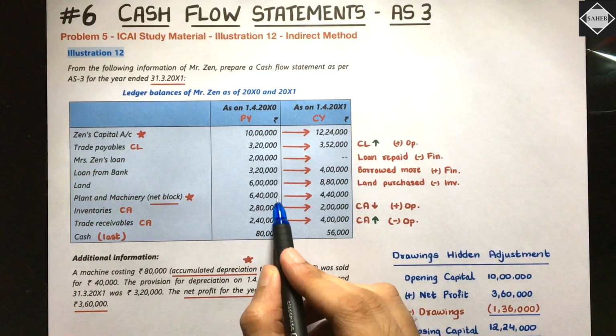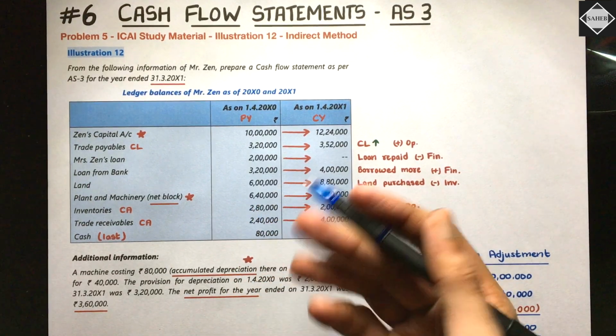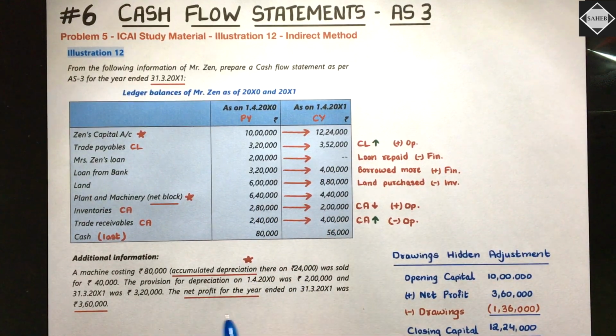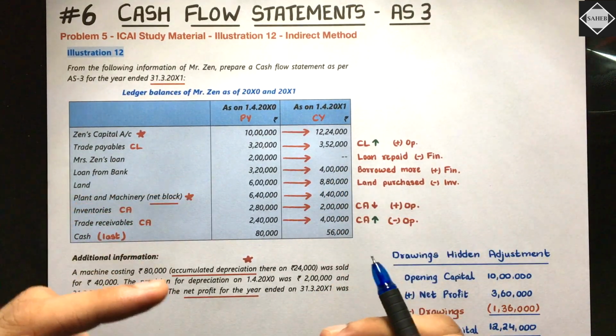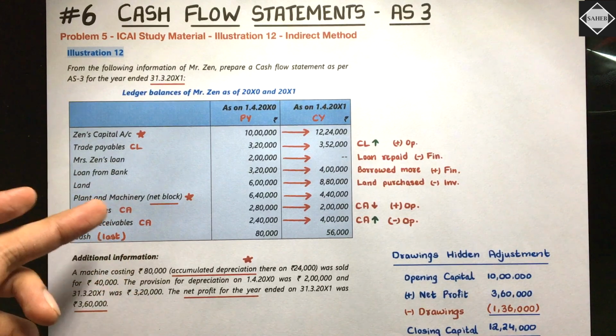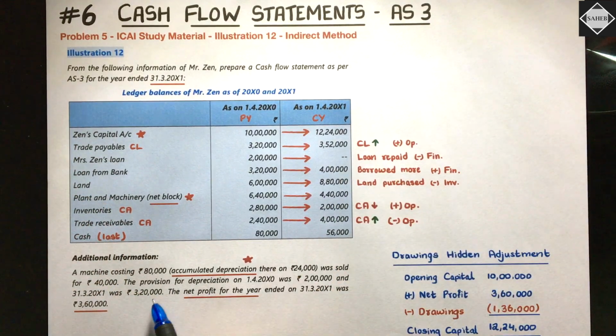Simple. Net block is given now 6,40,000. 6,40,000, this is the opening balance of plant and machinery. Add the opening balance of accumulated depreciation also. How much is that? 2 lakh. See, accumulated depreciation on 1st April was 2 lakh and closing balance is 3,20,000. So 6,40,000 plus 2 lakh, opening balance plus opening balance, you will get the original cost of plant and machinery. And then 4,40,000 closing balance of plant and machinery plus closing balance of accumulated depreciation. Is it clear? You will get the gross block of plant and machinery, the closing balance. Fine. See, it's really simple.